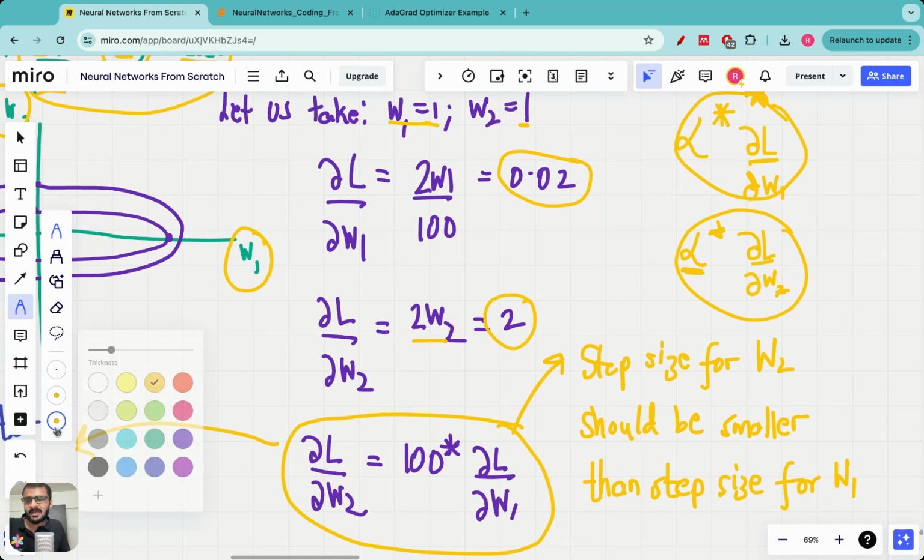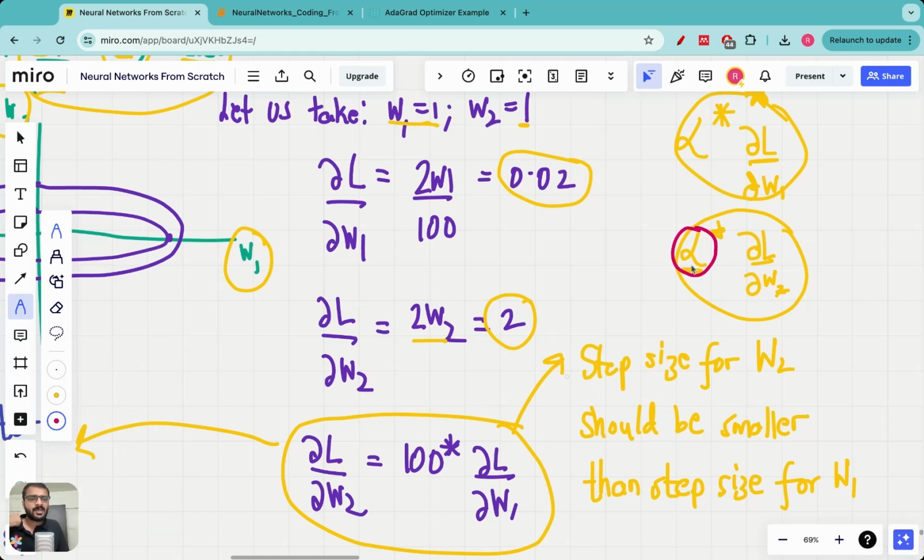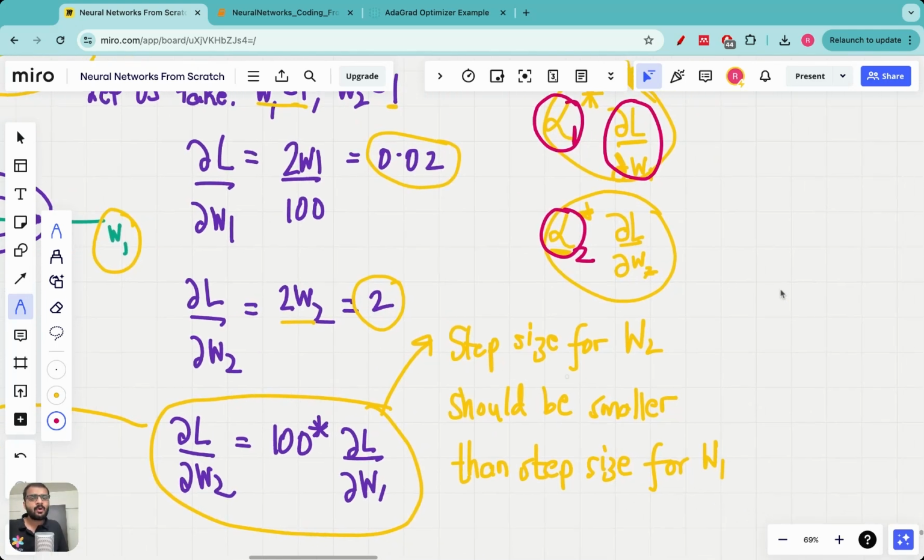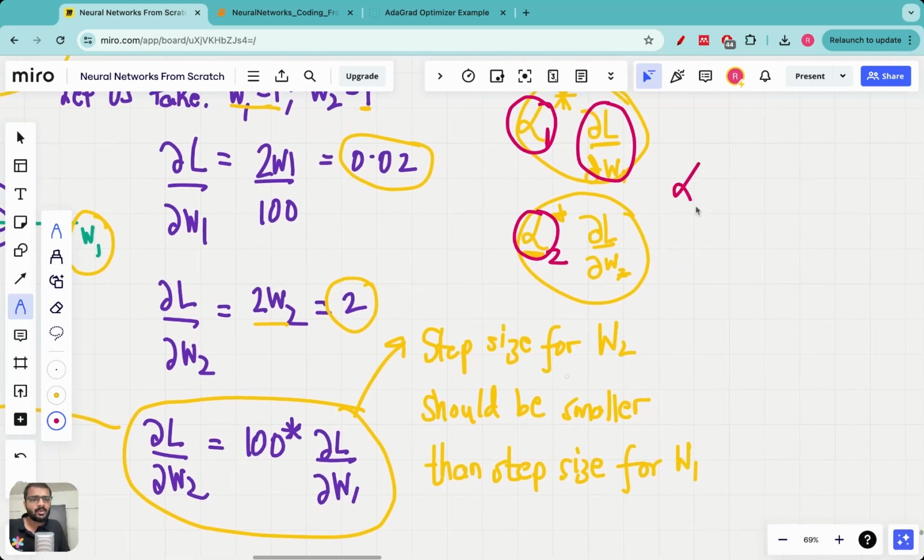So let me mark it with a different color. If the partial derivative of L with respect to W2 is so high, why don't we make the step size or alpha associated with it very low, so that the change is the same? This can also be represented as, if the partial derivative of L with respect to W1 is so low, why don't we make the step size associated with it high? So let me call this alpha 2 and let me call this alpha 1. So ideally what we want is that we want alpha 2 to be much much smaller than alpha 1.